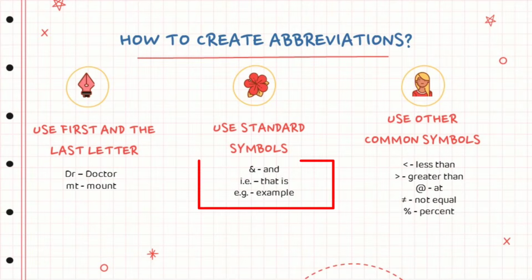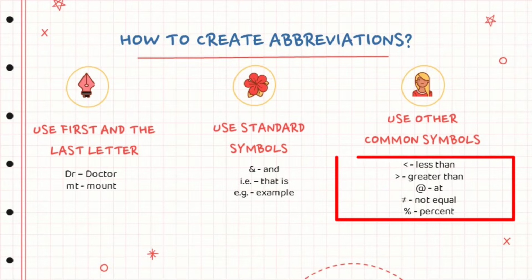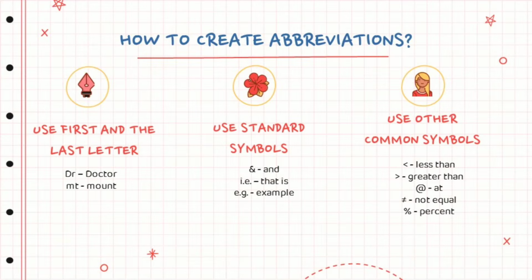For example, the stylized ampersand for and, IE for that is, EG for example. And then there are some common symbols which become very helpful when we are making the notes. For example, this means less than, this means greater than, this can be used as at or not equal or percentage. So all these symbols can be used, and remember that when you're using these symbols, you have to mention them in the key to the abbreviations.